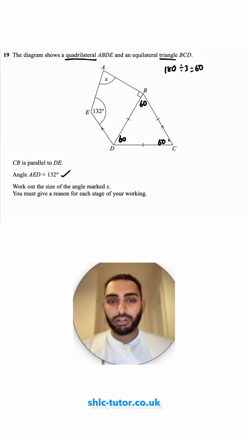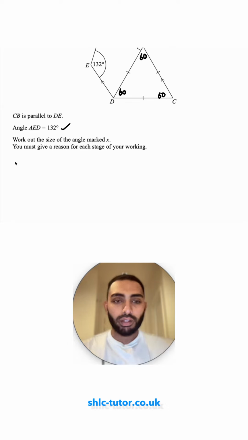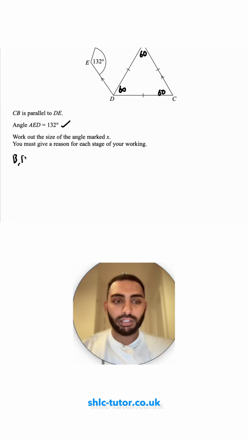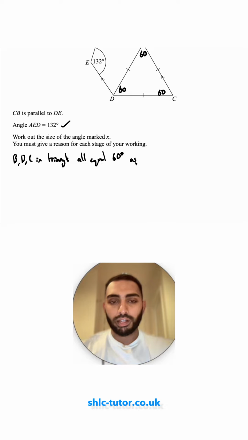So first thing that I've done is I've put 60 on all of my angles in the equilateral triangle. So I'll just write that down. So we're going to write B, D, and C in triangle all equal 60 degrees as angles in a triangle add to 180. So that's my first step.